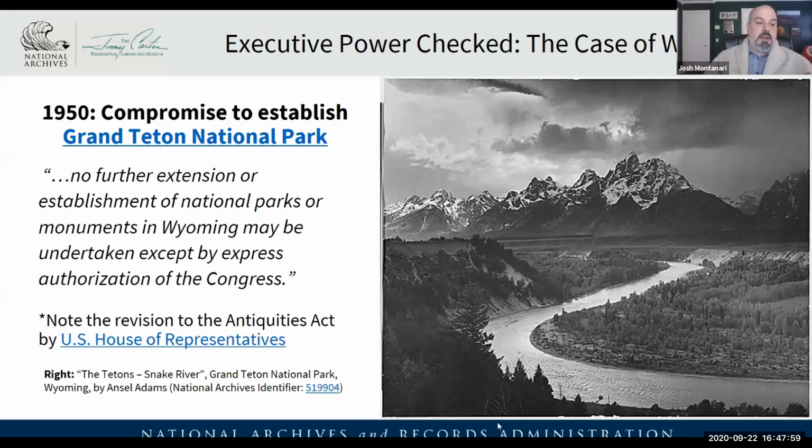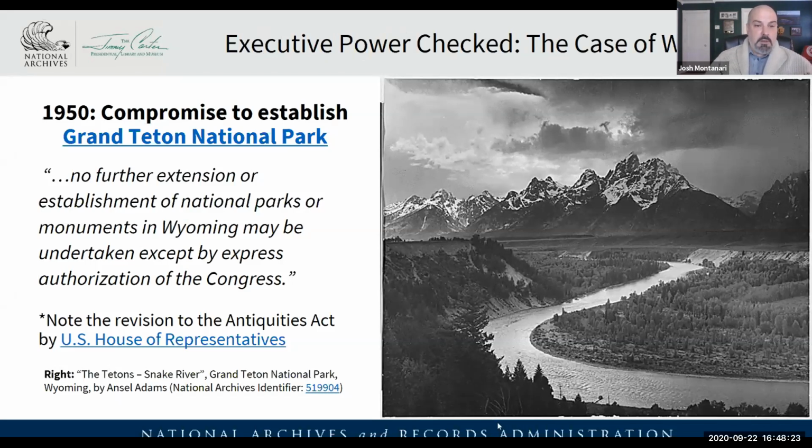Now, has this executive power been checked? We do have a case. 1943, Franklin Roosevelt sets aside Jackson Hole National Monument in Wyoming. That's just south of Yellowstone National Park, America's first national park. A lot of folks aren't so happy about that. There's a lot of acts of civil disobedience that follow.